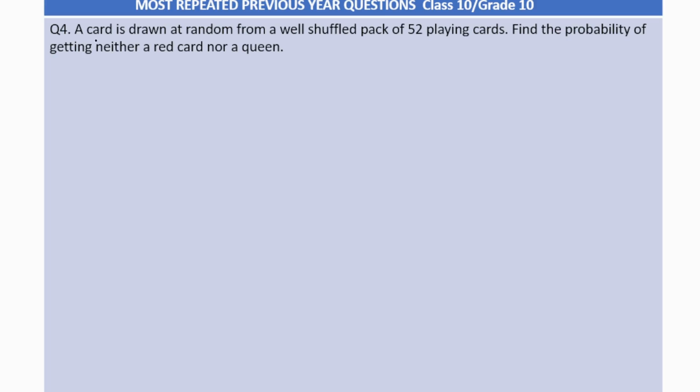It comes. A card is drawn at random from a well shuffled pack of 52 playing cards. Find the probability of getting neither a red card nor a queen. Now let's understand the cards, how they are divided. There are 52 cards in all. Out of that, 26 are black cards and 26 are red cards.